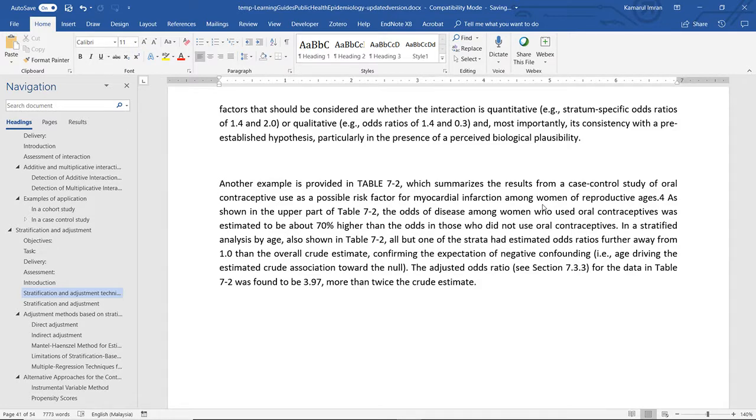So of course you need to consider whether the interaction is quantitatively significant or qualitatively significant. Between this one and this one, now you have to give reasons, to have strong opinions on that, and it should be consistent with the pre-established hypothesis, especially with biological plausibility.